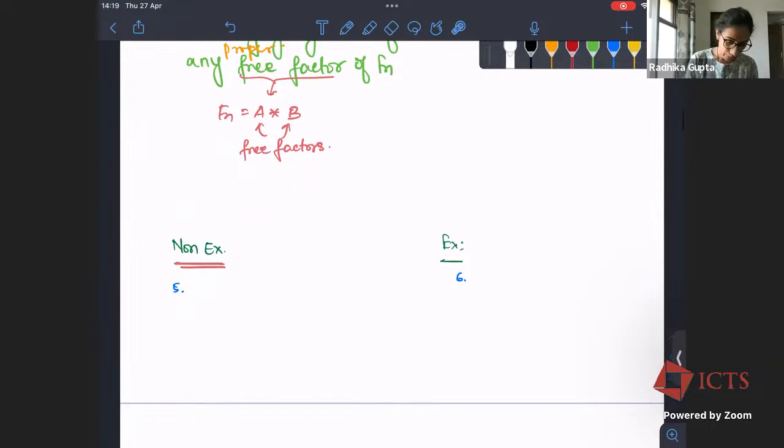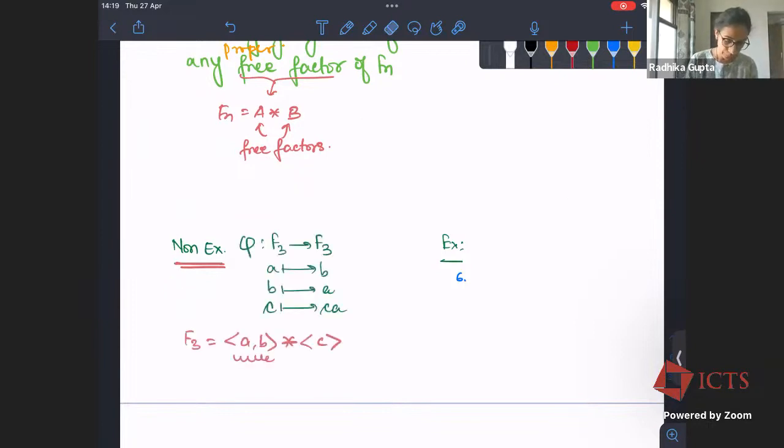So here are examples, non-example first. I'm thinking of my free group F3 as generated by A, B, and C. To write a free group automorphism, I just have to say where the basis goes. I have to send a basis to another basis. So I'm sending A to B, B to A, and C to CA. And this is a basis because you can see I can recover A, B, and C if I just play with these three words. So that's good. This is a free group automorphism.